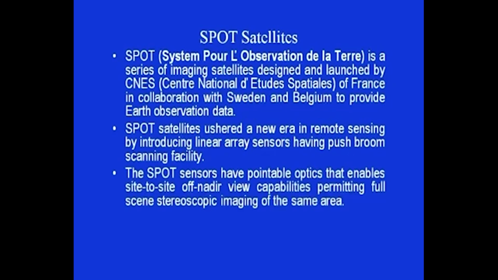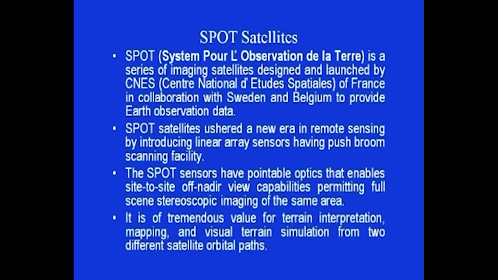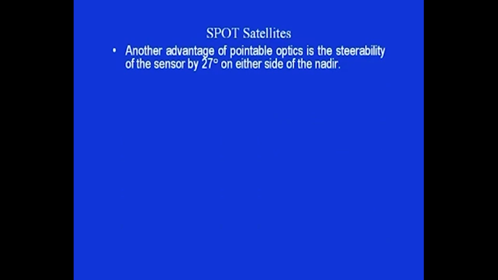The SPOT sensors have pointable optics that enable side-to-side off-nadir viewing capabilities, permitting full scene stereoscopic imaging of the same area. It is of tremendous value for terrain interpretation and mapping and visual terrain simulation from two different satellite orbital paths. One advantage that SPOT satellites provide is pointable optics, which allow for steerability of the sensor by 27 degrees on either side of the nadir.